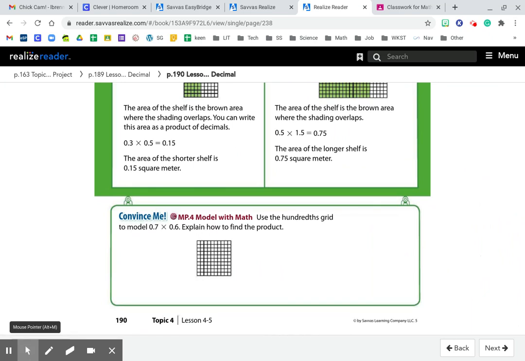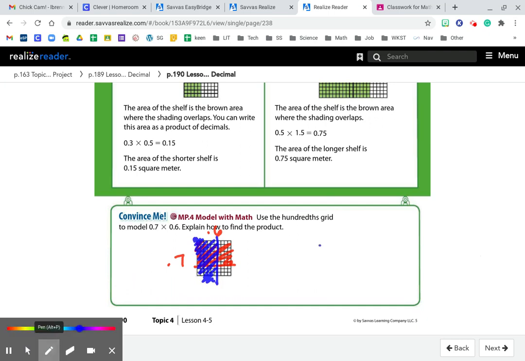Use the hundredths grid to model 0.7 times 0.6. So we pick a side. I'll pick 0.6 for my columns, and I'll pick 0.7 for my rows. So I'm going to shade in 7/10. And I did that in my rows, and then I'm going to do 6/10 in my columns, and the overlap will be our answer. Always start in the upper left-hand corner so you have some organization to your work.